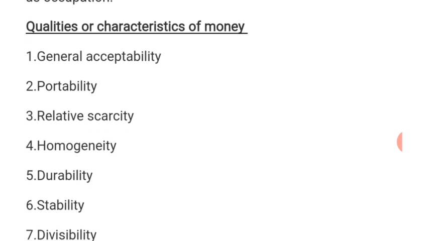Number two, it must have portability. Anything we refer to as money must be something that can be easily carried from one place to another, so it must be portable. Then number three, anything referred to as money must be comparatively scarce, relatively scarce. Meaning that it must be something we cannot easily see on the road, so as to maintain its value.